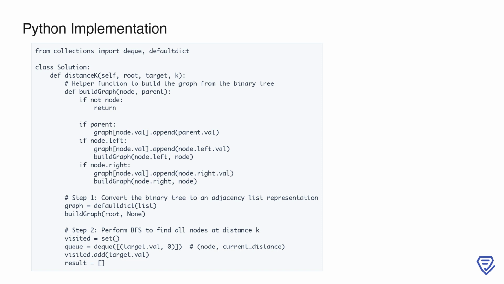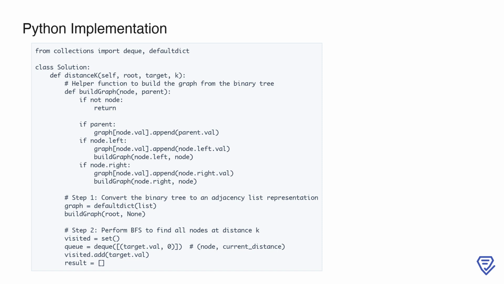First, we define a helper function called buildGraph that recursively traverses the binary tree. For each node, it adds edges between the current node and its parent, as well as between the current node and its children. If the current node is null, we simply return without doing anything. Inside this function, we handle the left and right children of the node by adding them to the graph and making further recursive calls. Once this recursive process is complete, we have the entire tree represented as an adjacency list stored in a dictionary called graph.